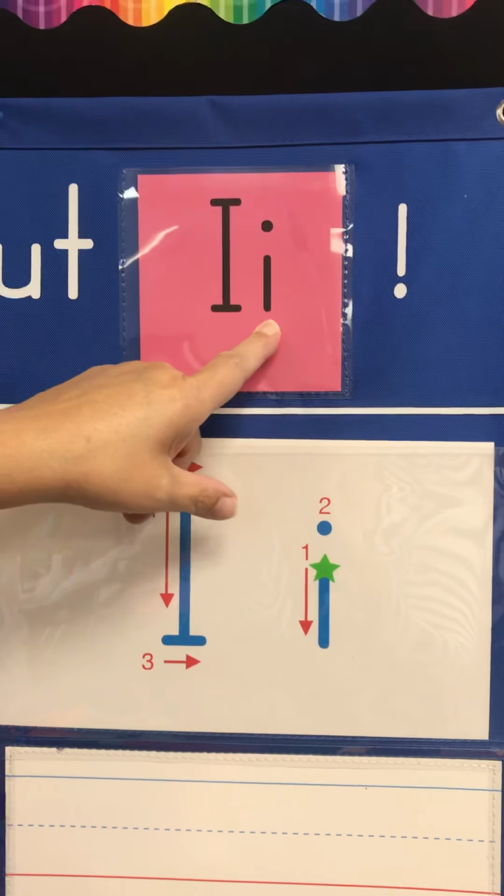Start at the star. Big line down, jump back to the top, little line across the top, little line across the middle. Do it again. Big line down, jump back to the top, little line across the top, little line across the middle.